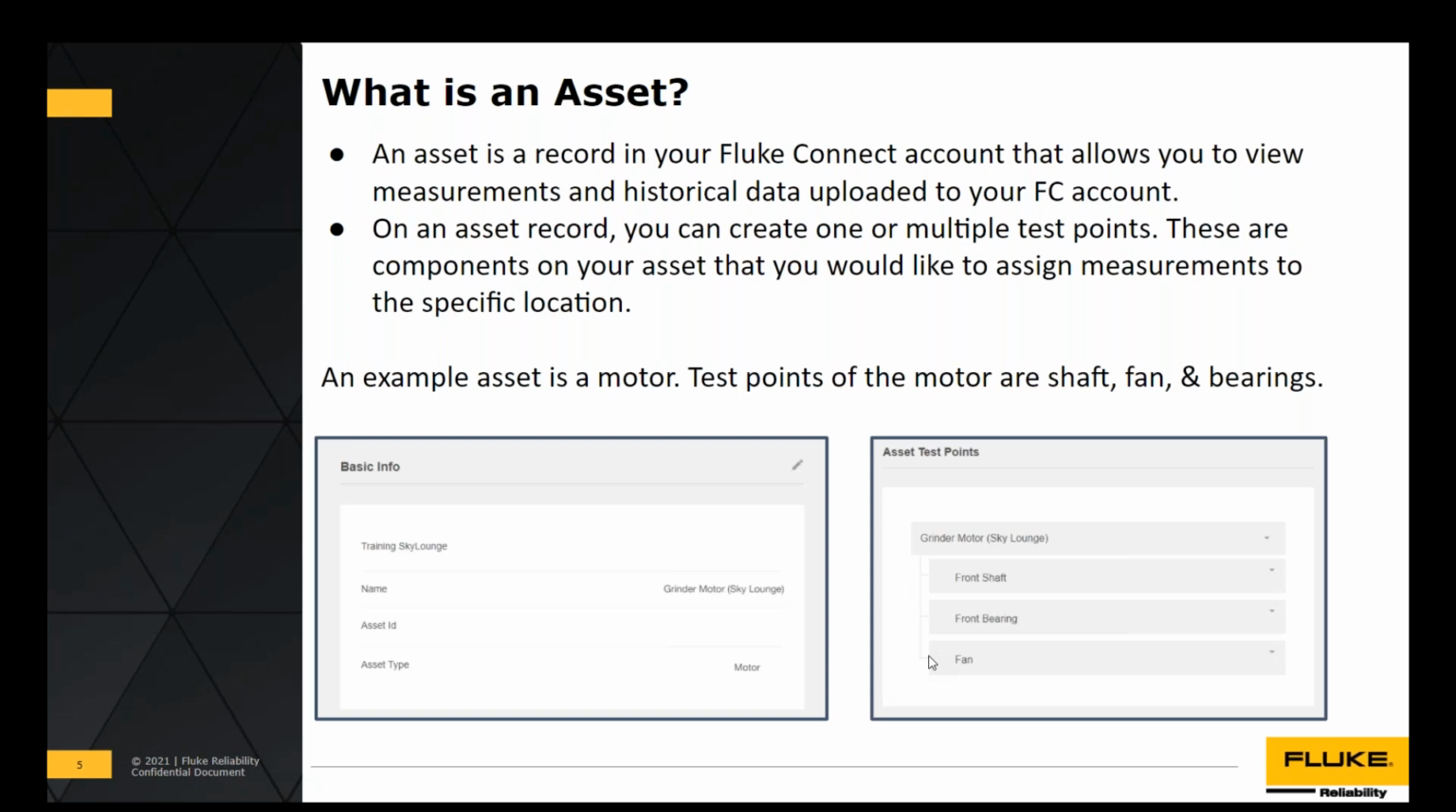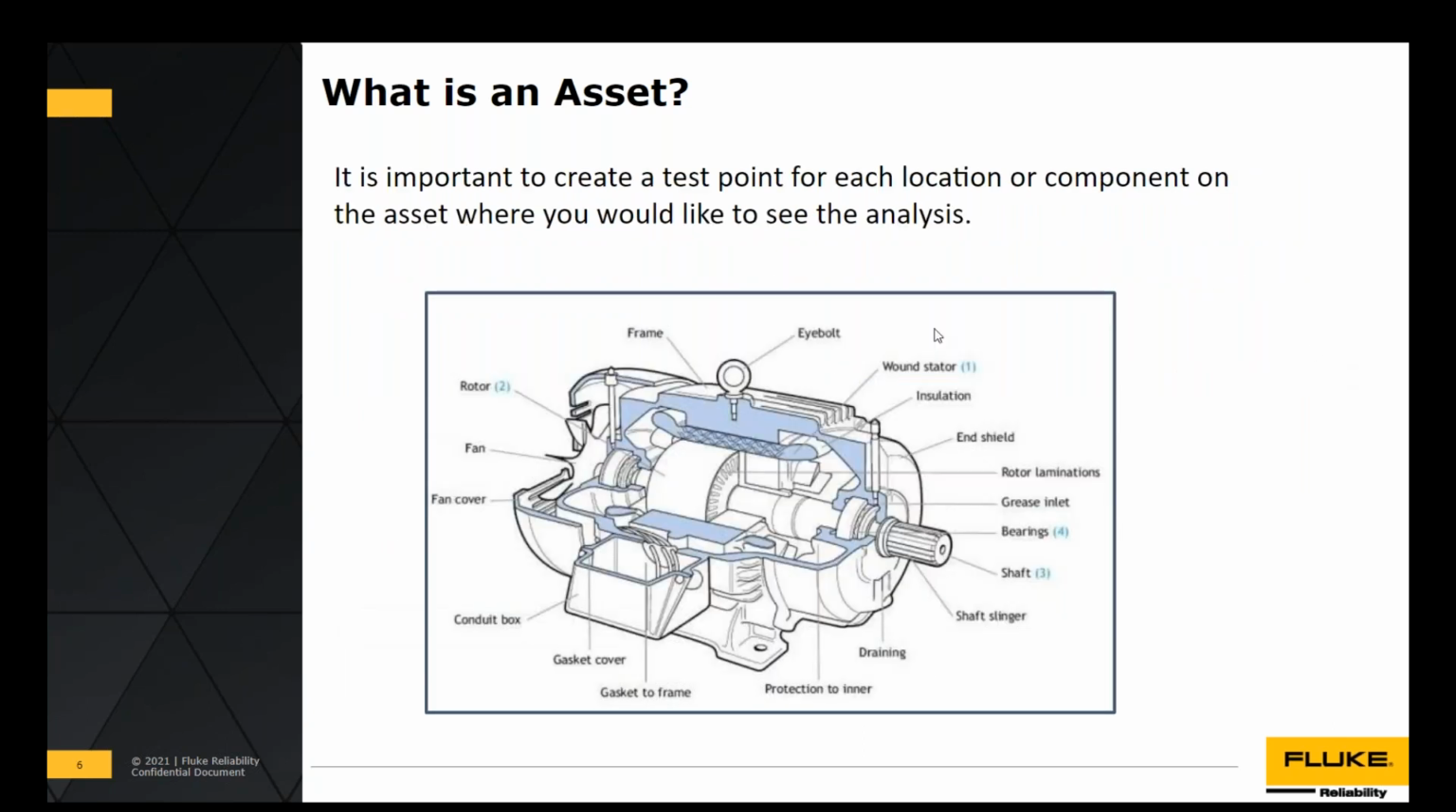A motor has different parts to it. So you might want to record data on the bearings, the fan, or the shaft. So you want to make sure that you do have test points for each of those created on the motor. You can also create a test point on a test point. So if you have the shaft, you can create a test point underneath the shaft and associate specific measurements to that separate test point. So again, any part of your motor that you want to see the analysis for inside of your Fluke Connect account, it's important to create a separate test point.